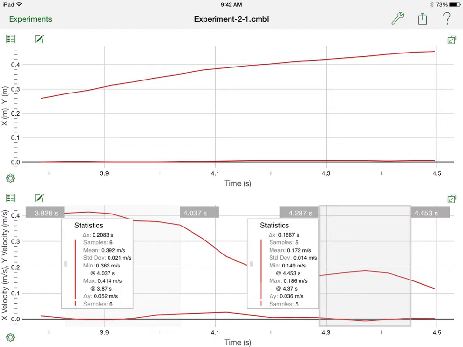Then you're going to take all those values and put them in your charts. You're going to calculate your momentum before and after the collision for each case. You're also going to calculate kinetic energy before and after for each case, and then answer the conclusion questions. I don't need copies of these graphs in the lab because all we're doing is just getting the mean values from them.